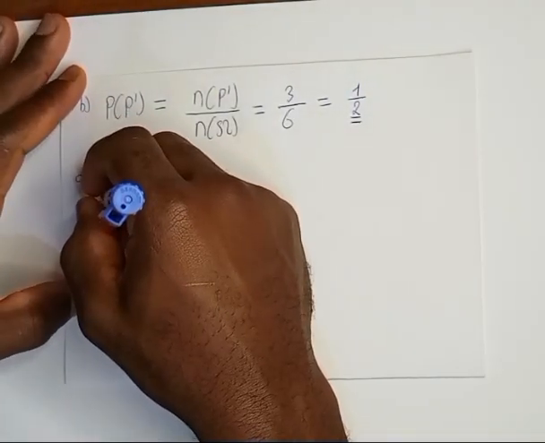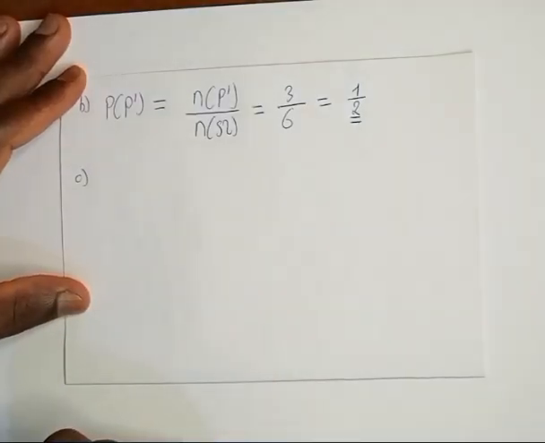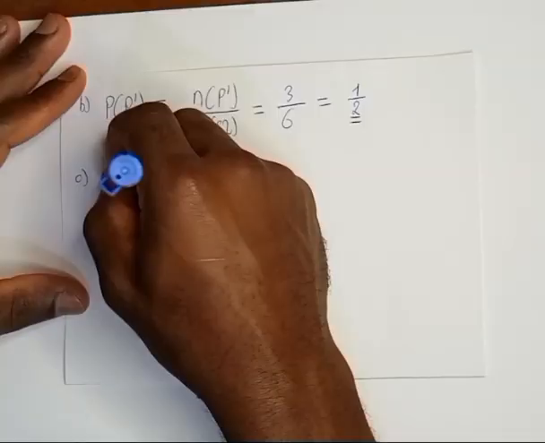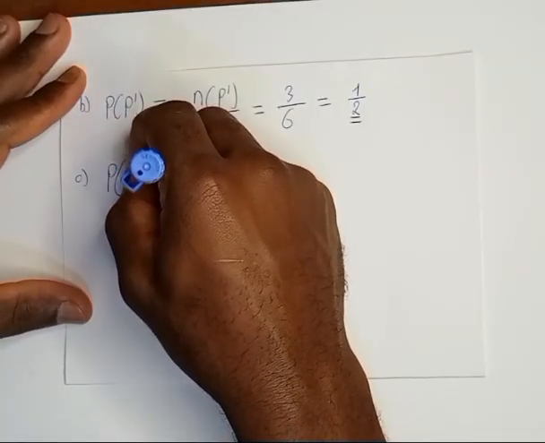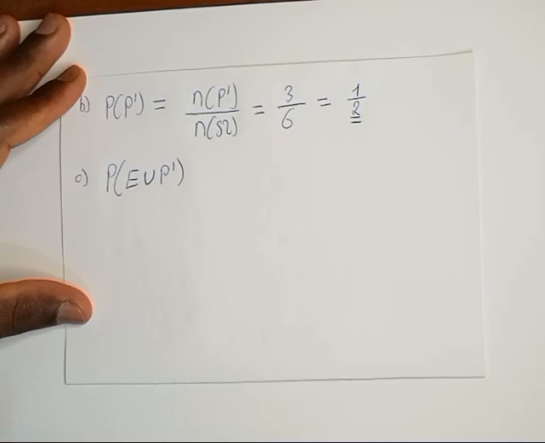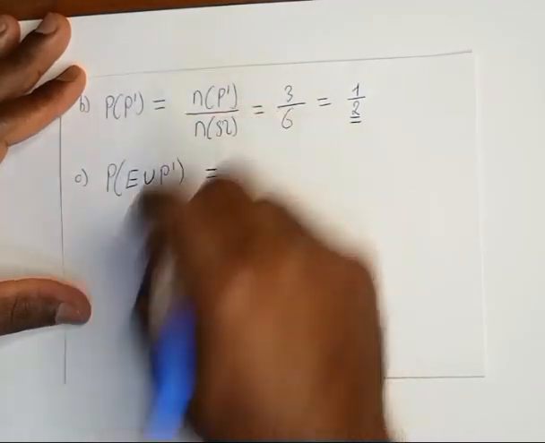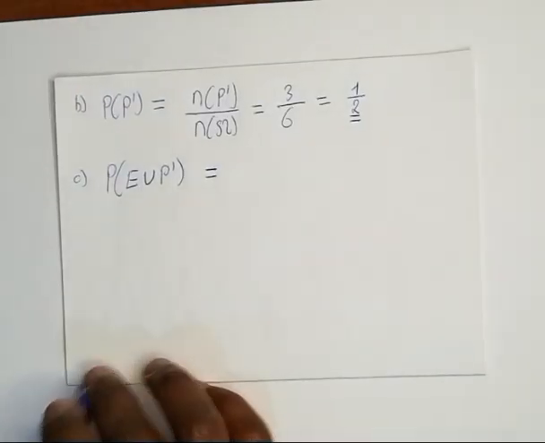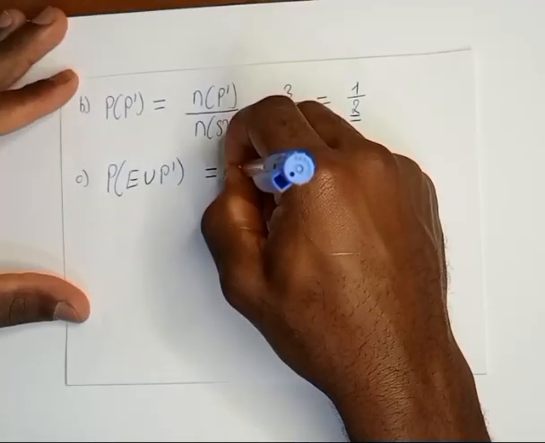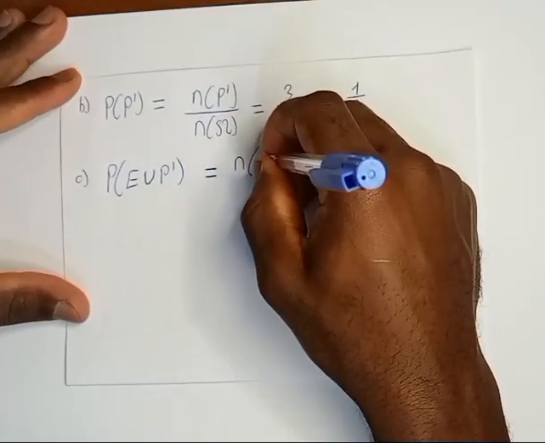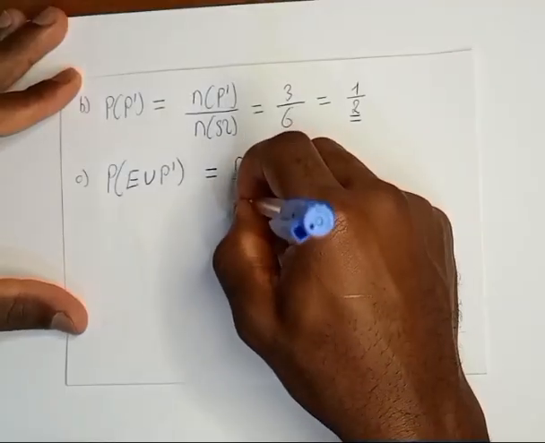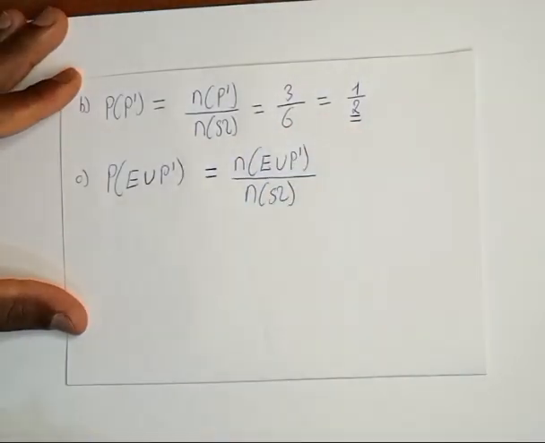Question C, we have to find the probability of getting an even or a prime number. That means P of E union P prime. For us to get this probability, we are going to divide N of E union P prime by N of omega.